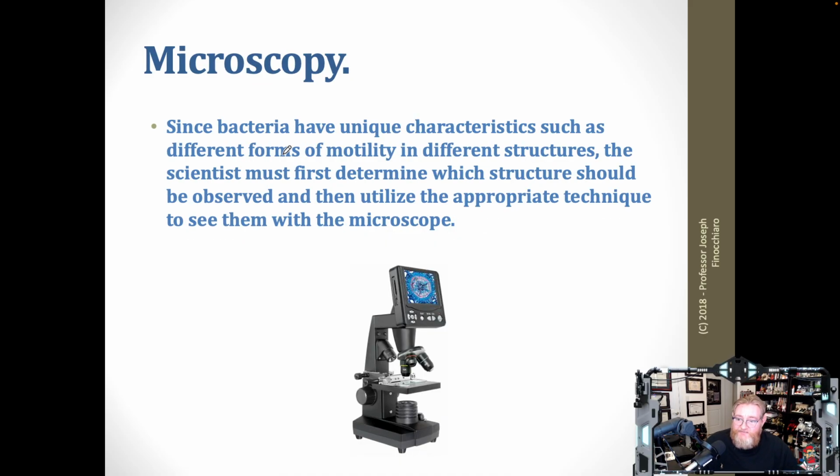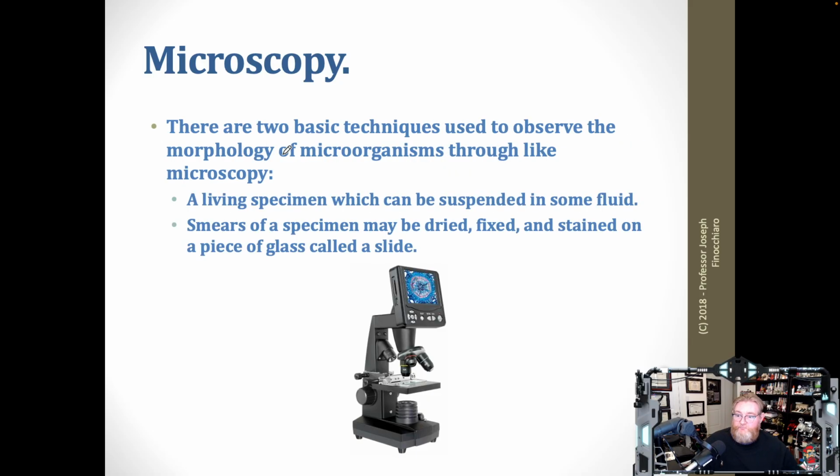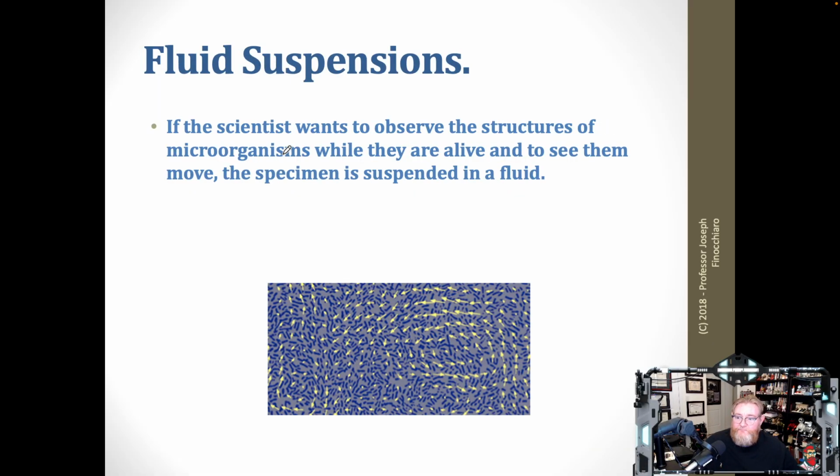Microscopy. Since bacteria have unique characteristics such as different forms of motility and different structures, the scientist must first determine which structure should be observed and then utilize the appropriate technique to see them with the microscope. If the appropriate technique is not chosen, the bacterial structures appear transparent and motile bacteria would have to be motionless to be visible. There are two basic techniques used to observe the morphology of microorganisms through the microscope. A living specimen, which can be suspended in some fluid, or smears of a specimen that can be dried, fixed, and stained on a piece of glass called a slide.